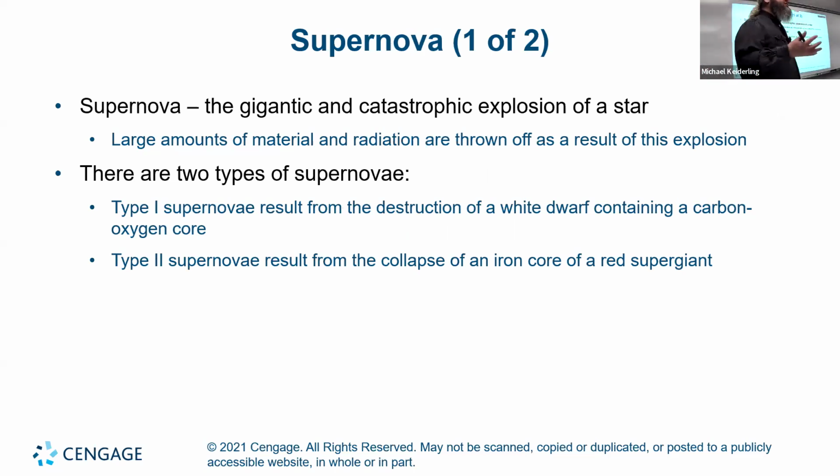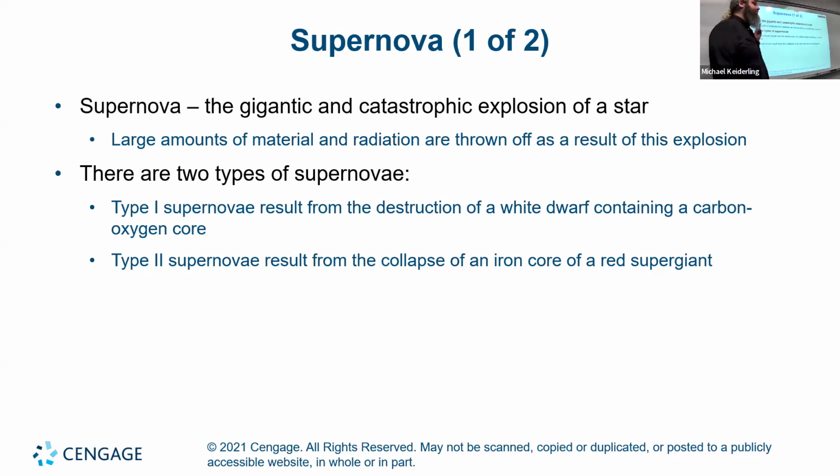Now, there's also a supernova. A nova is an explosion on the surface of a white dwarf. A supernova is the gigantic and catastrophic explosion of a star, where large amounts of material and radiation get thrown outwards. Supernovae are when stars blow up. And there are two types.